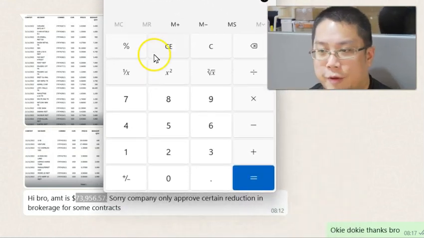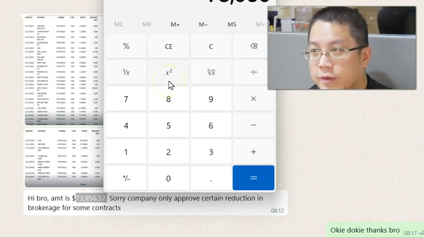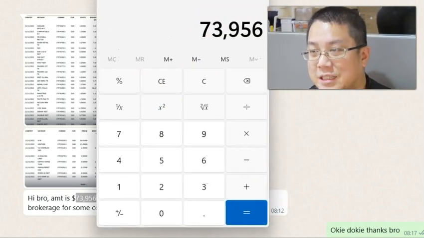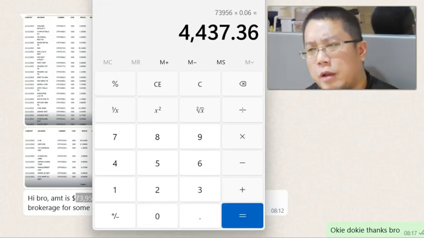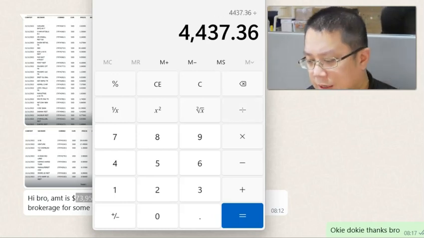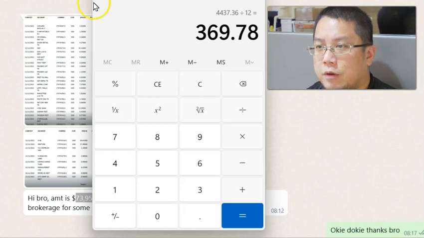I'm recovering from a cough, right? The blended return should be, let's say, about 6%. On 73,956, I'm going to net around $4,400 a year on this. Divided by 12, that's about $370 a month, which is not bad for a start, right?